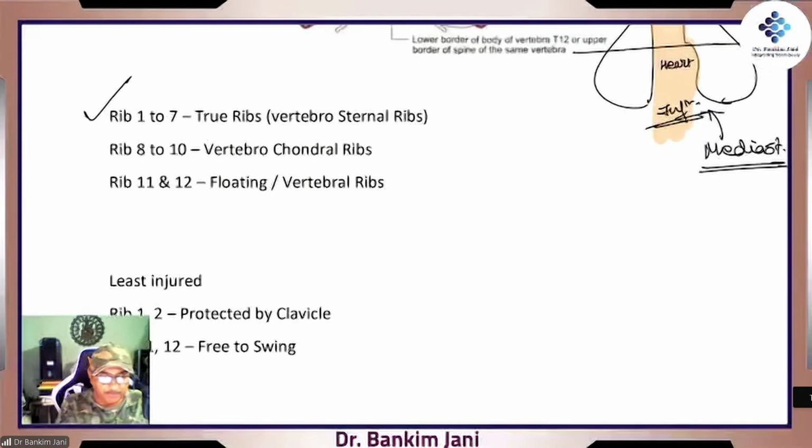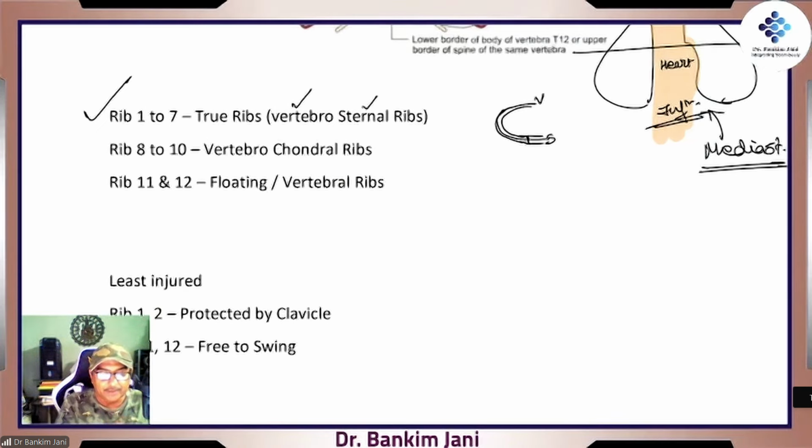Here it is, some important facts. Ribs number 1 to 7 are true ribs. They are vertebrosternal ribs. All the way from the vertebra they will be landing. From here is the vertebra and here is the sternum. No doubt there would be cartilage, but they will be reaching the sternum. Even if there is cartilage, that cartilage is also for that particular rib. So for ribs 1 to 7, their beginning is the vertebra and their end is the sternum.